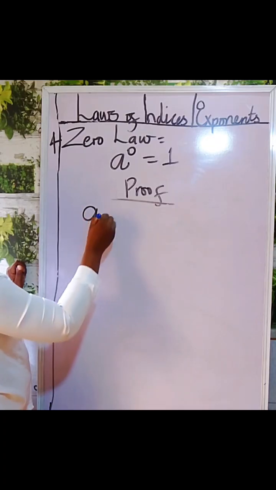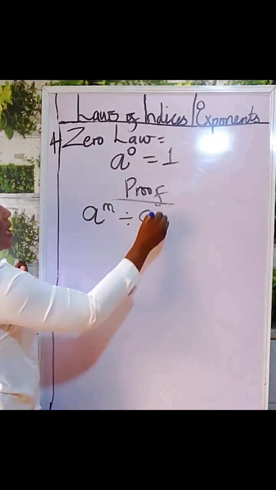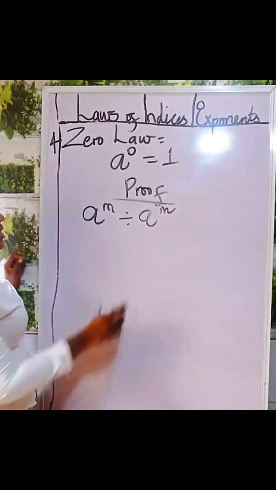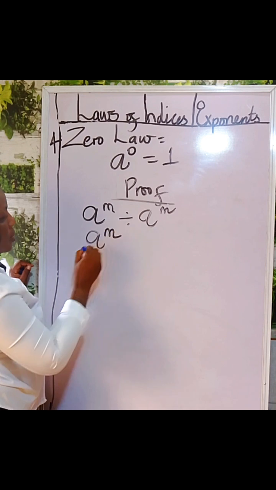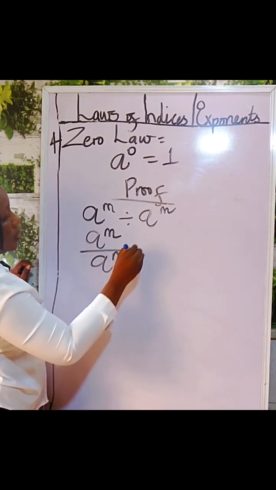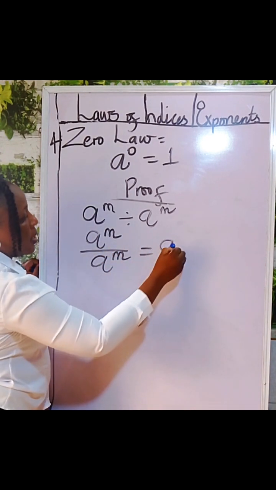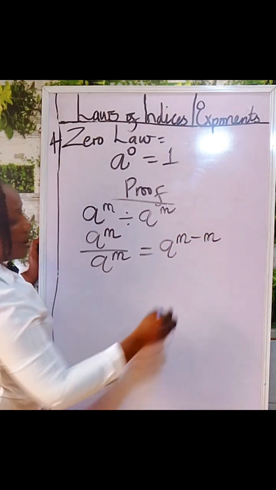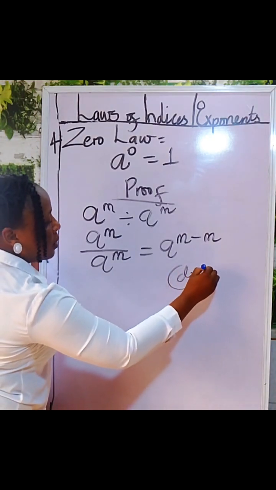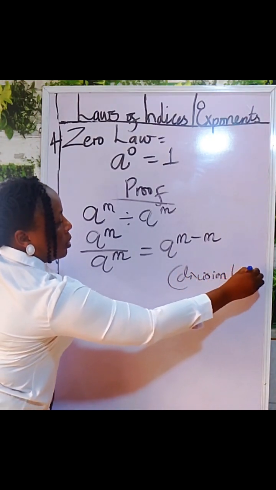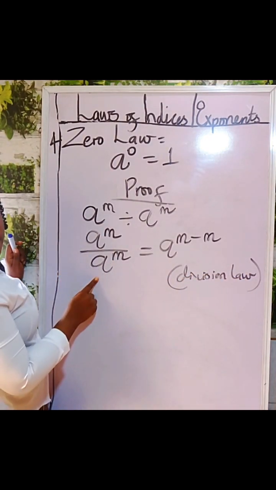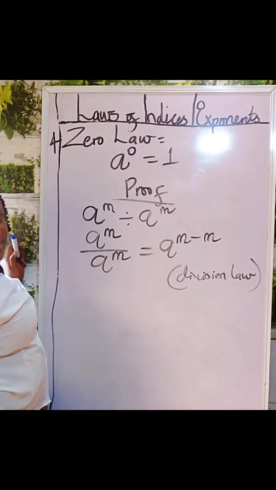If you are given a^m divided by a^m, what are you going to do? We see that a^m divided by a^m must be equal to a^(m-m), according to the division rule or law. Remember? Here we have the same bases, and we have the same powers.